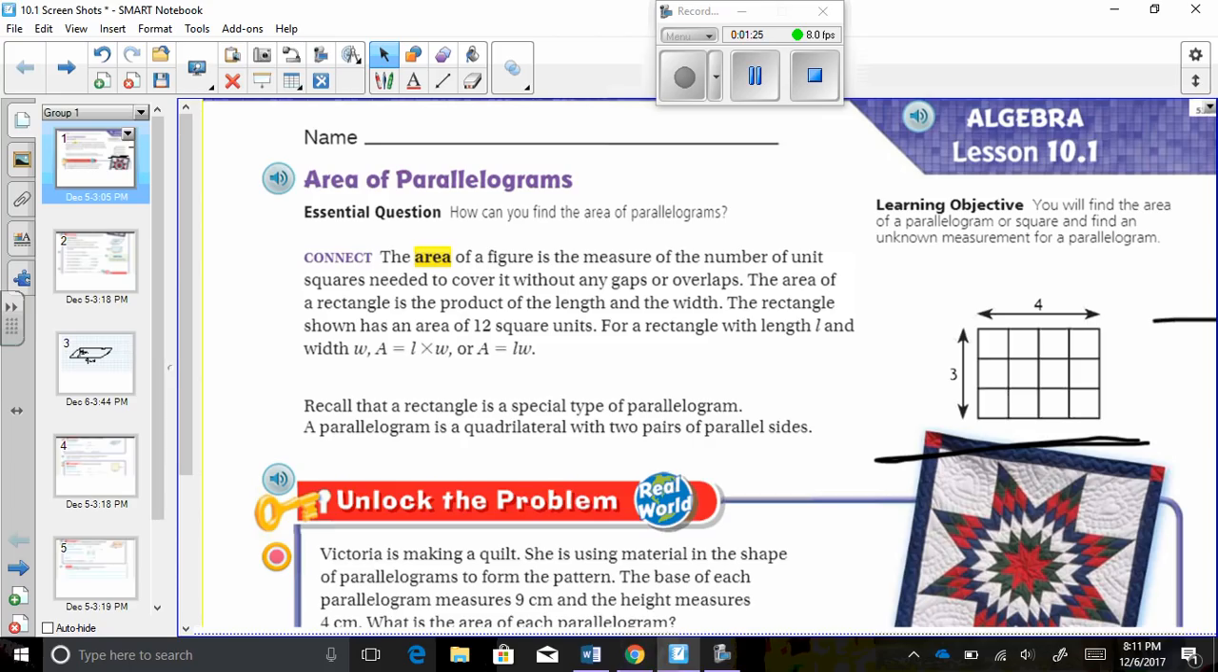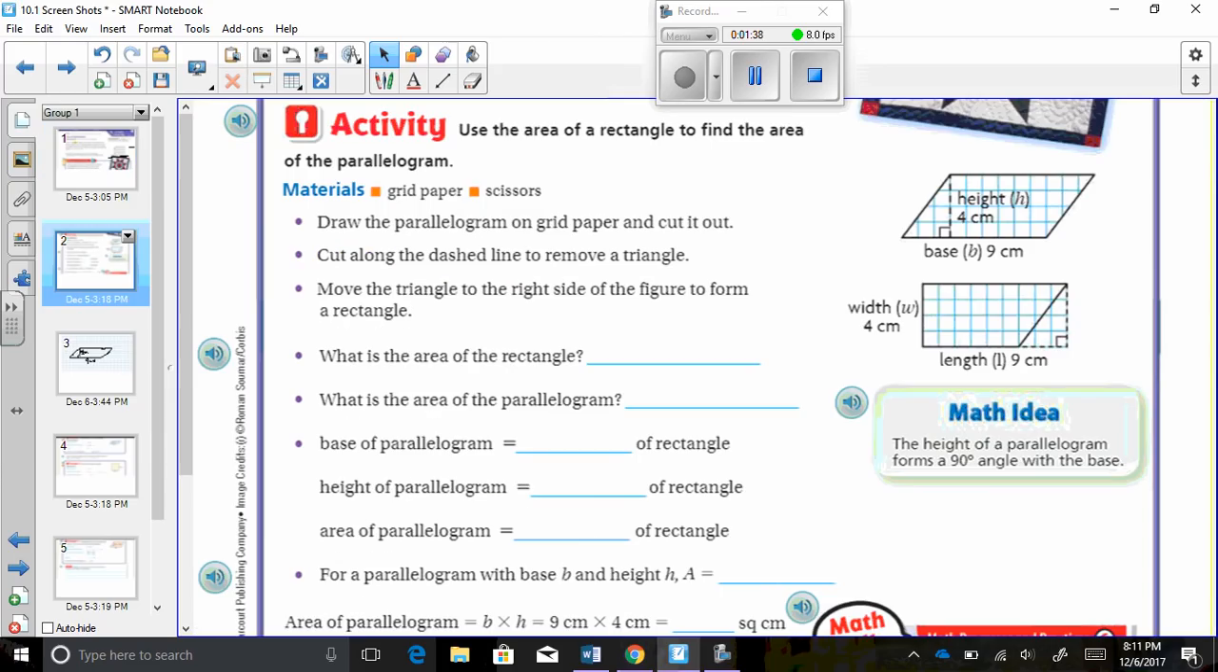So let's look at unlocking the problem. Victoria is making a quilt. She's using material in the shape of parallelograms to form the pattern. The base of each parallelogram measures 9 centimeters and the height measures 4 centimeters. What is the area of each parallelogram?